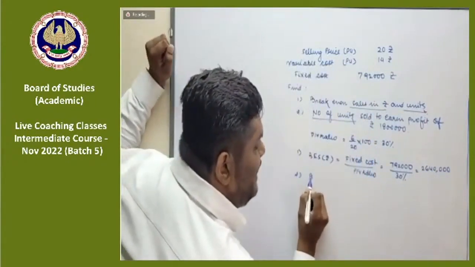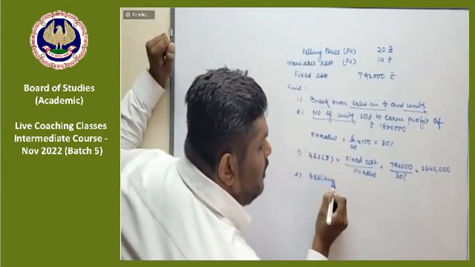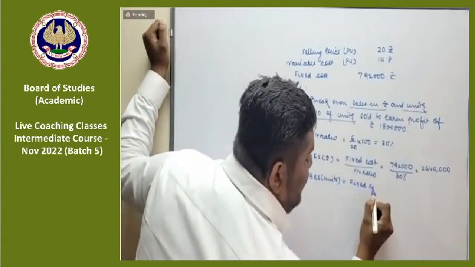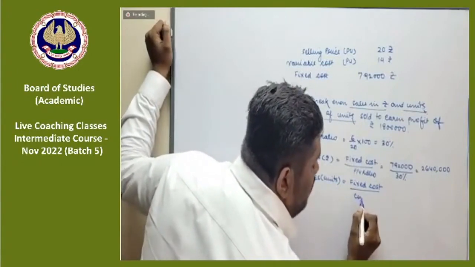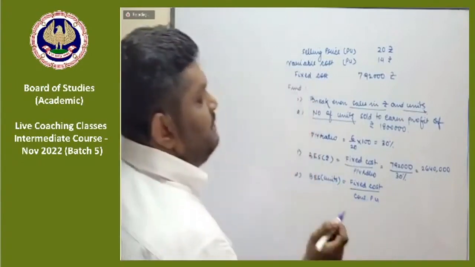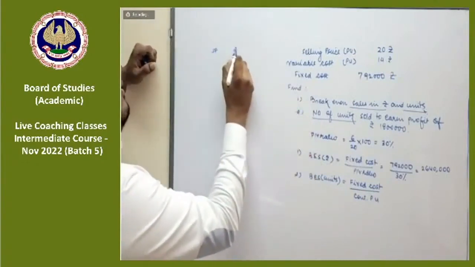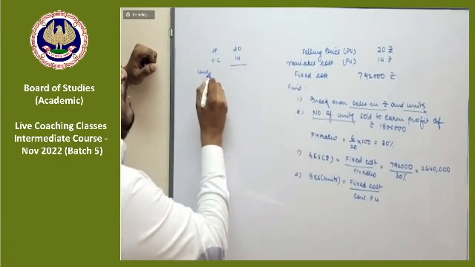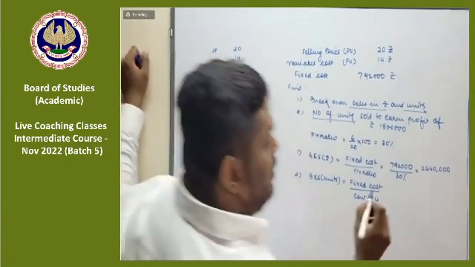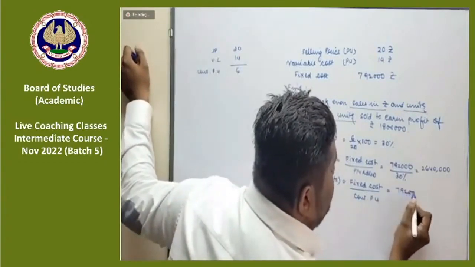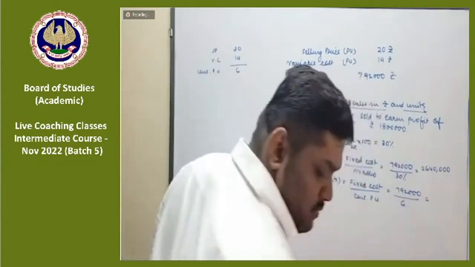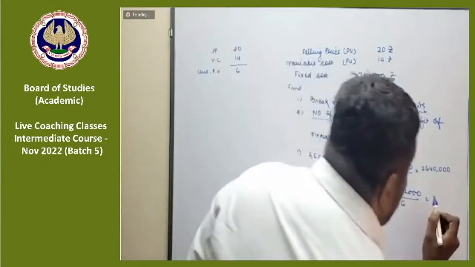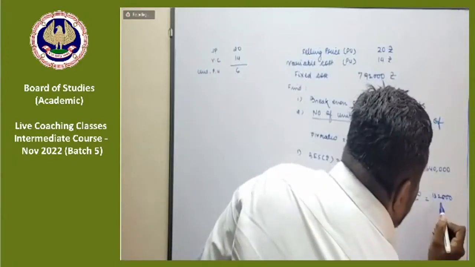My second question, break even sales in units. Fixed cost divided by contribution per unit. So fixed cost is 7,92,000 divided by 6. So this will be 1,32,000 units.